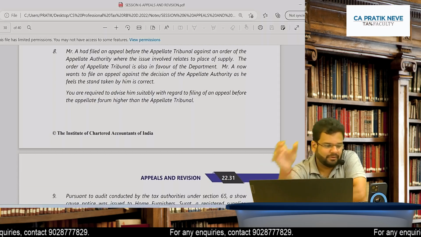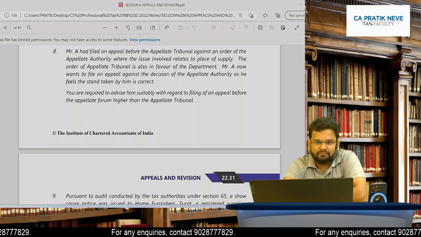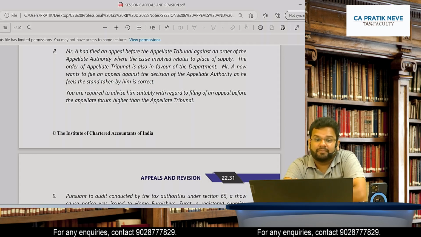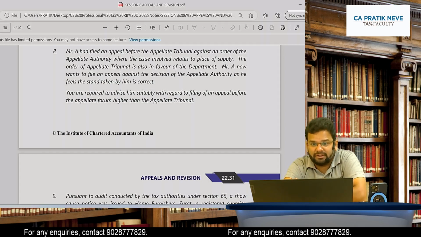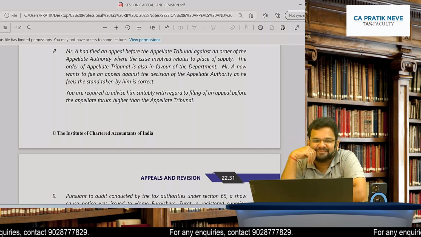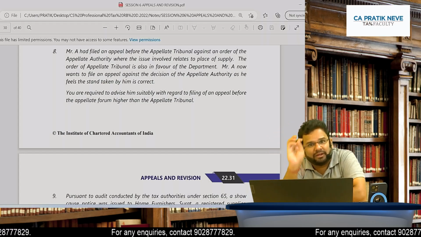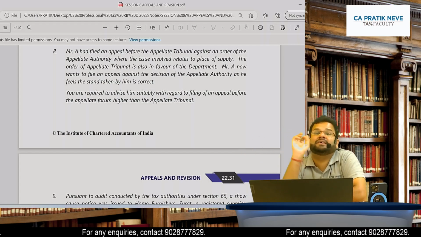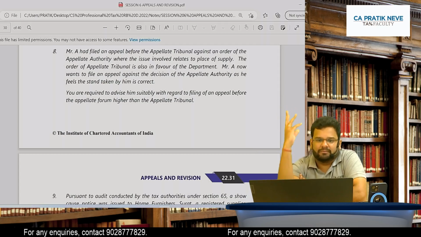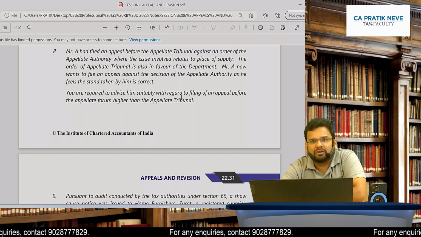Okay, chalo. Eighth question. Mr. A had filed an appeal before the appellate tribunal against the order of the appellate authority, where the issue involved relates to place of supply. Understood the issue? So directly they are telling you that the adjudicating authority has given some decision relating to place of supply. You are not happy with that. You have gone to the appellate tribunal. The order of the appellate tribunal is also in favor of the department.